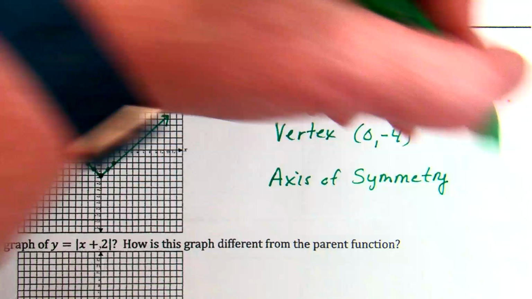Now, your axis of symmetry is always x equals a number, and it's always the first number in the axis of symmetry. So yes, I agree, it's the y-axis. You just can't write y-axis.